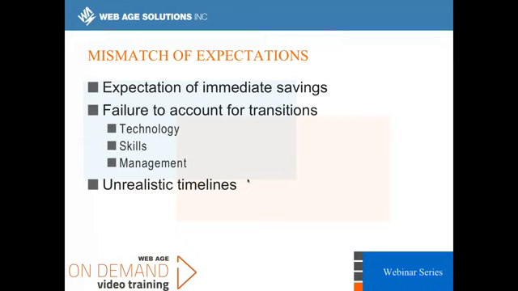The expectation of when do savings occur. How much effort and investment do I have to make in order to see the savings? Failure to account for the transitions that may be necessary. If we have to get up to speed on unfamiliar technology, or we need to increase the skill set of our people, or we need to change our management approach, these transitions are critical, and then which all lead to things like unrealistic timelines.